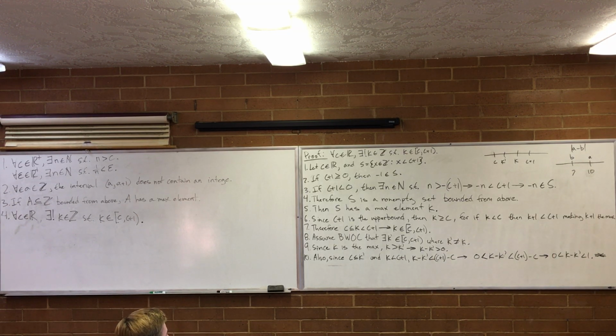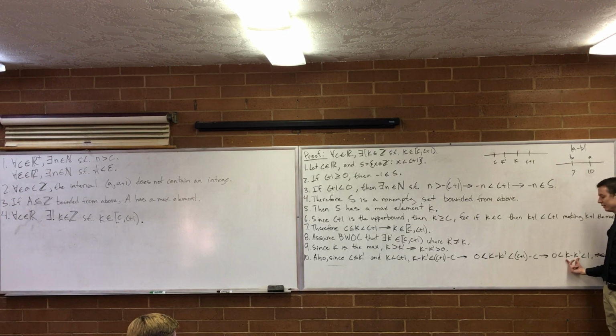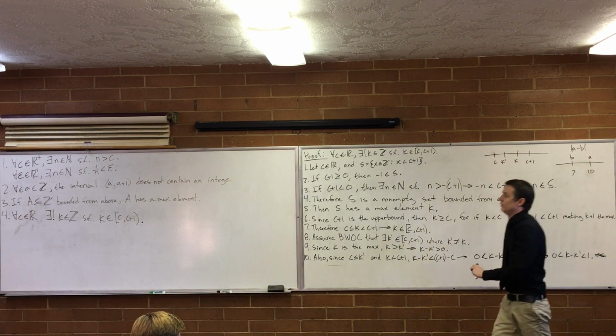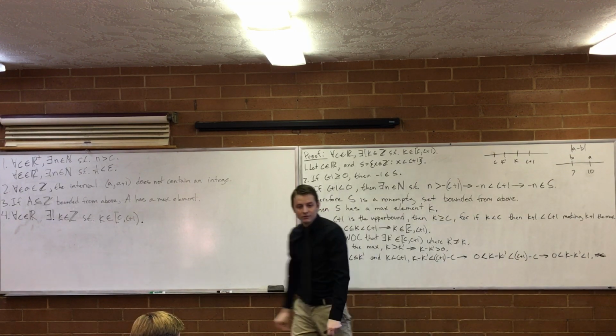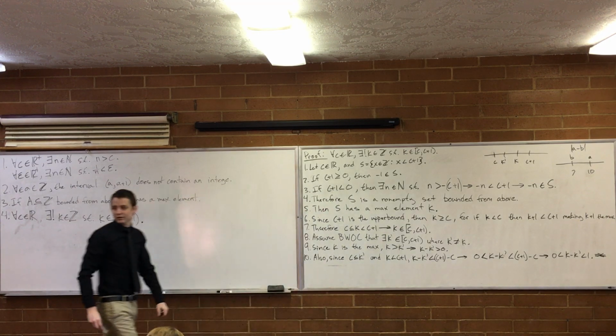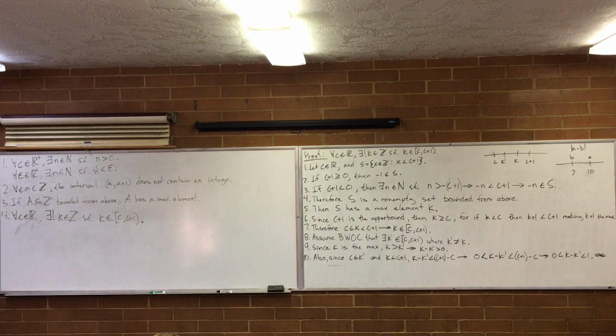You can't have 2 integers between 0 and 1. K minus K prime is only one integer. Why is that bad? The difference of 2 integers has to be a whole number. Okay, this is just an integer. So I found an integer between 0 and 1. That can't happen. Why? Because there isn't an integer between 0 and 1.